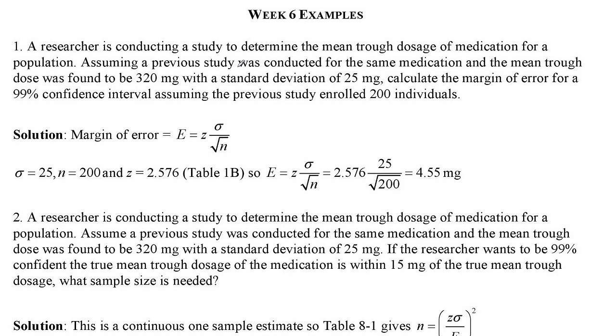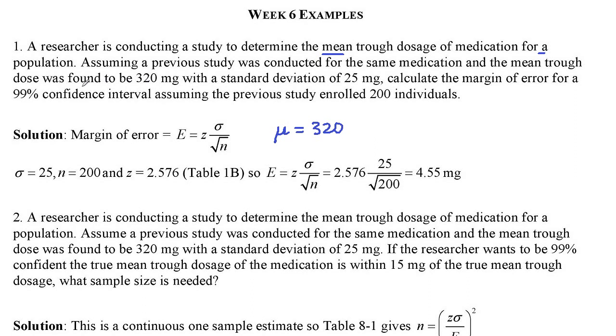We are looking at some examples similar to the week 6 homework problems. First off, a researcher is conducting a study to determine the mean trough dosage of a medication for a population. So for a single population, we're looking at the mean. Assuming a previous study was collected for the same medication and the mean trough dosage was found to be 320. So that's telling us that previously our mean was 320.